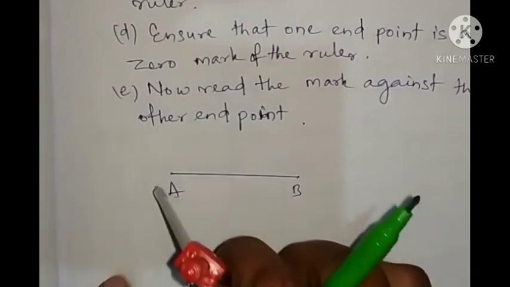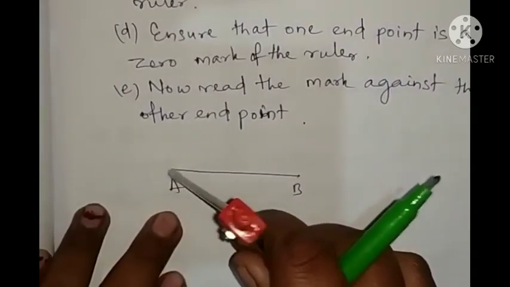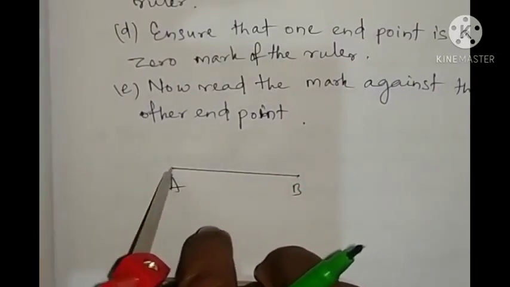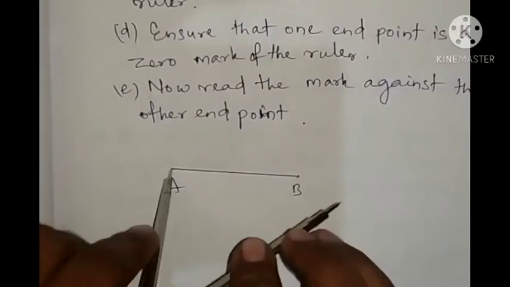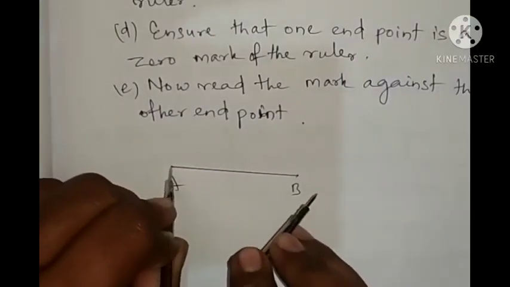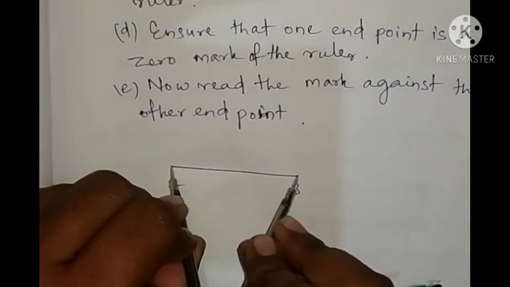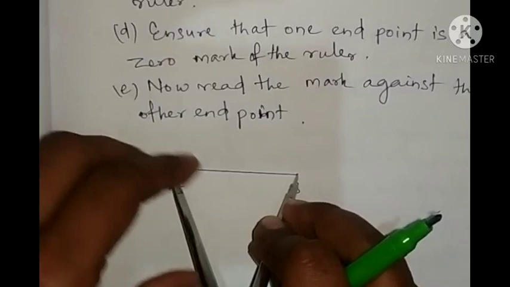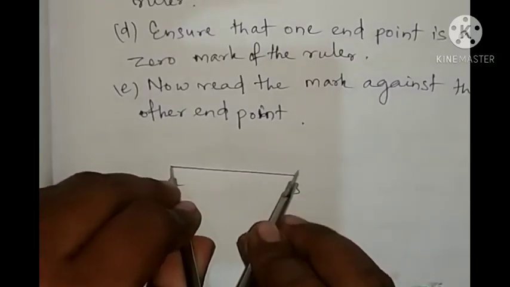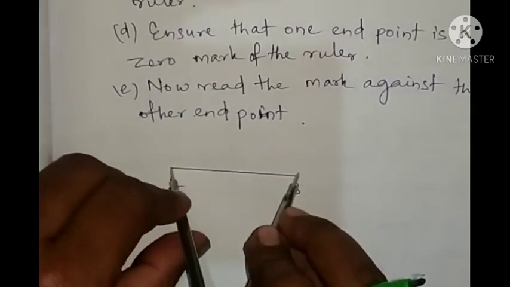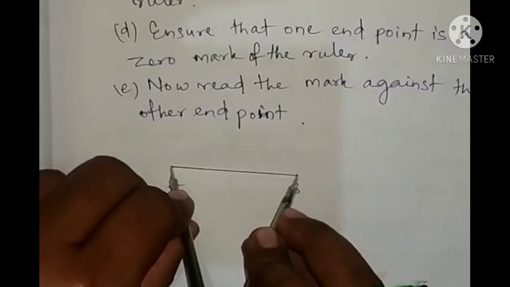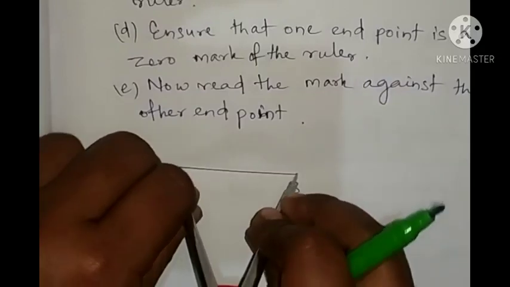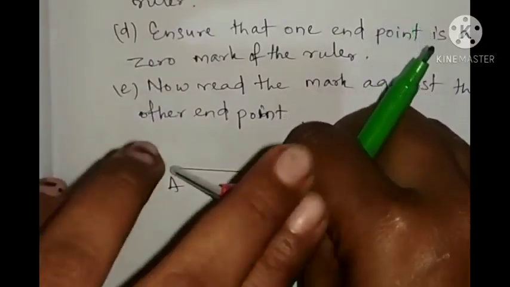What you will do? Put one end point of divider here in A. Then adjust the second end point on B. Okay, don't displace. Without displacing, without disturbing this A point, holding this firmly, you put other end on B. Okay, now you got it.